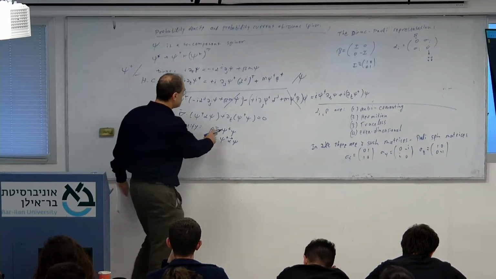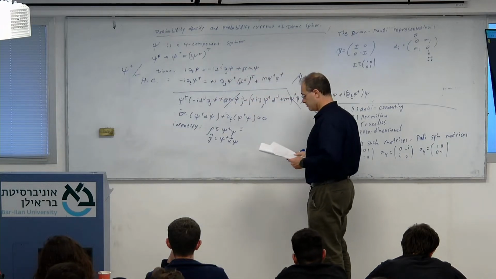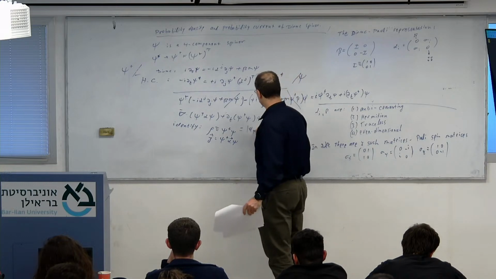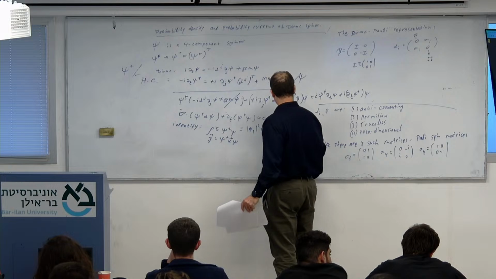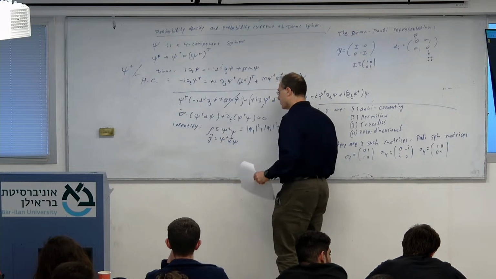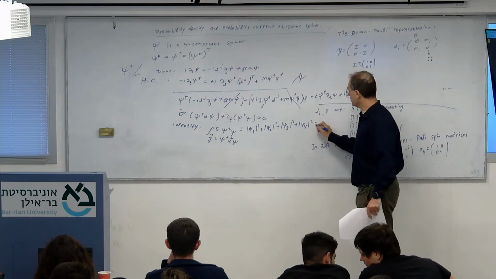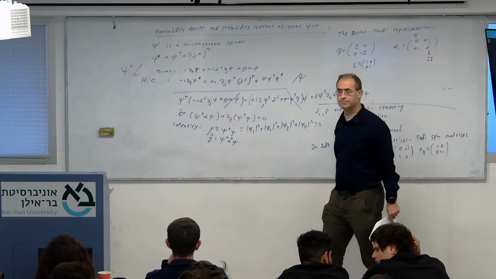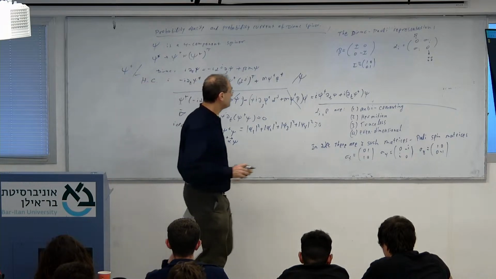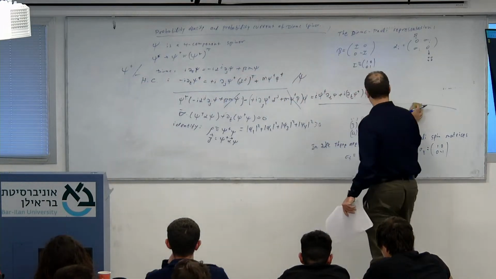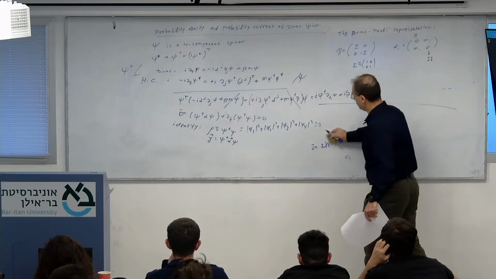So this is probability density. Psi dagger psi is psi 1 squared plus psi 2 squared plus psi 3 squared plus psi 4 squared, which is always positive. Non-negative. It's always non-negative. First problem is solved.